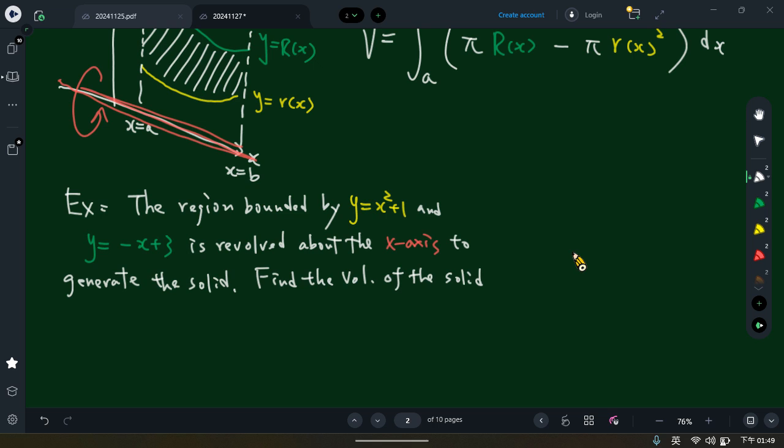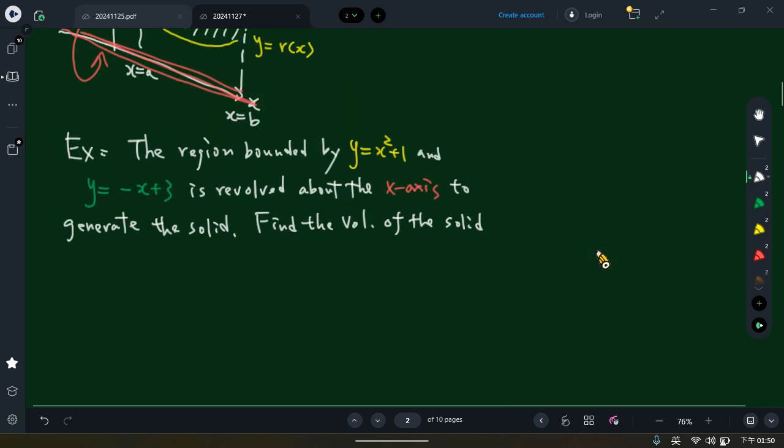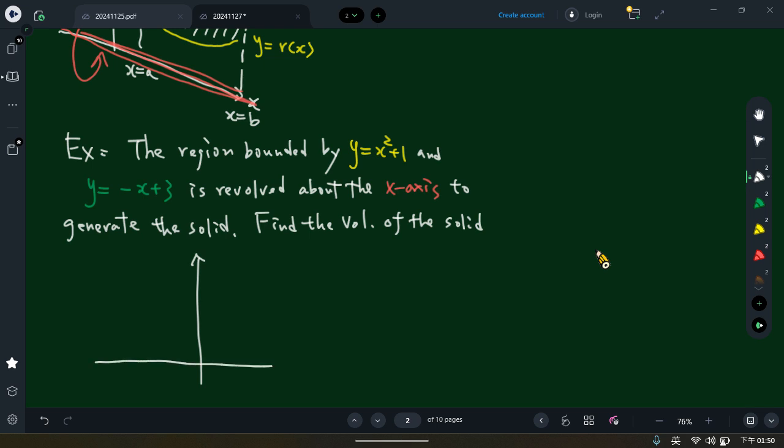Again, you can see I will give you some curves. One is this one, the second one is this one, the yellow one and the green one, right? So try to draw the region first. We can draw it as follows: this is x, this is y. The first one is y is equal to x squared plus 1, so this is a parabola.